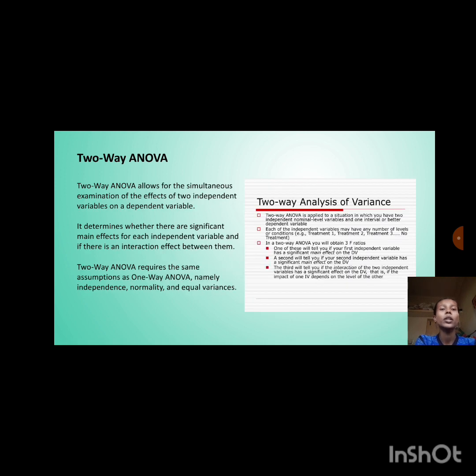Two-way ANOVA. Two-way ANOVA allows for the simultaneous examination of the effects of two independent variables on a dependent variable. It determines whether there are significant main effects for each independent variable and whether there is an interaction effect between them. Two-way ANOVA requires the same assumptions as one-way ANOVA, namely independence, normality, and equal variance.